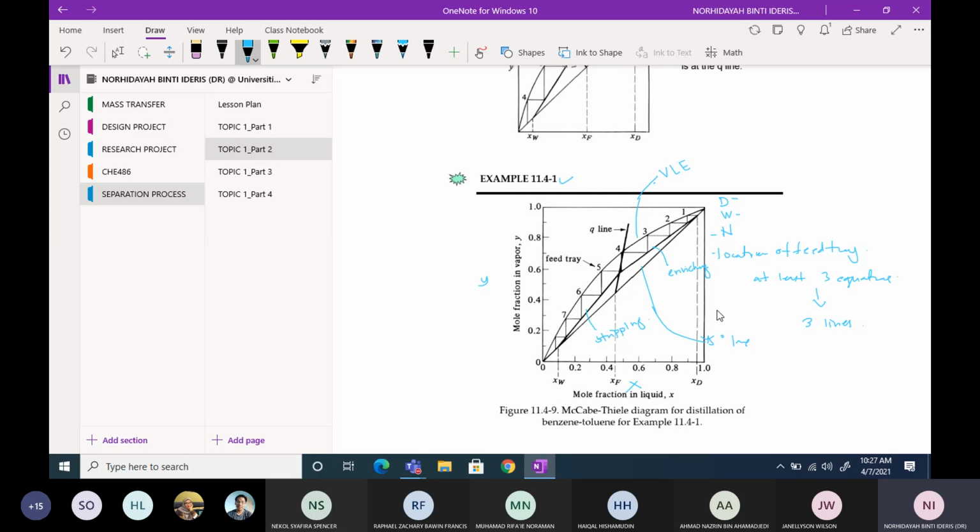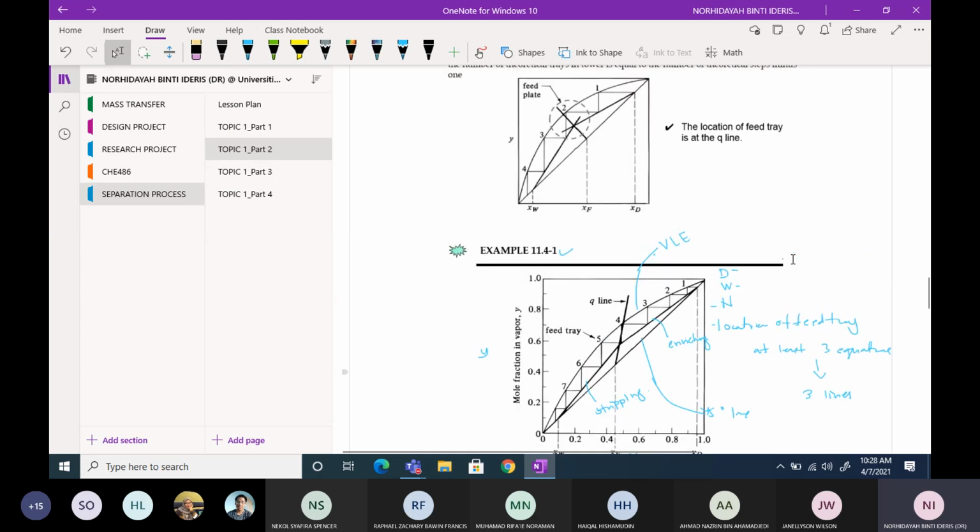In the first class, you discussed Raoult's law, on how you get the values of Y and X, and how to plot this graph from Raoult's law, if the vapor pressure data is given. All right, so this is the objective.